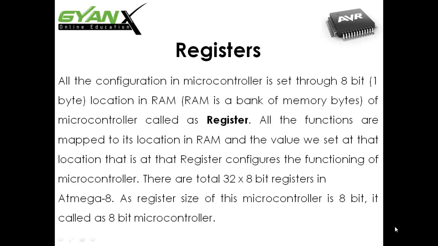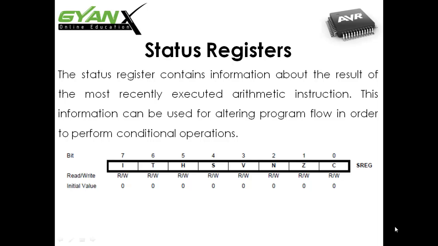The ALU supports arithmetic and logical operations between registers or between a constant and a register. Single register operations can also be executed in the ALU. After an arithmetic operation, the status register is updated to reflect information about the result of the operation. So the status register contains information about the result of the most recently executed arithmetic instruction. This information can be used for altering program flow in order to perform conditional operations. The status register is not automatically stored when entering an interrupt routine and restored when returning from an interrupt. This must be handled by the software.